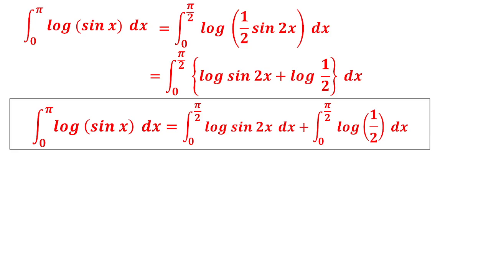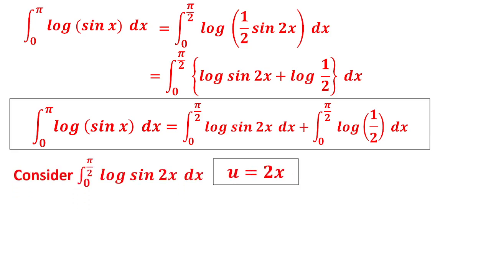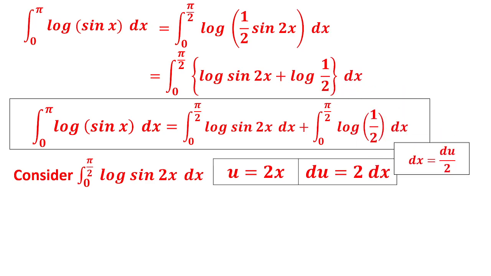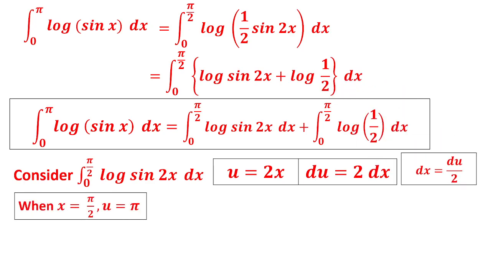Now the thing is that we started with integral 0 to pi log sin x. Accidentally we got integral 0 to pi by 2 log sin 2x. Then how to do it? Once again, consider that integral separately. Do substitution now. Put u is equal to 2x. Then du will become 2 into dx, so dx is du by 2. I am now changing the limits also. 0 to pi by 2 will become 0 to pi.